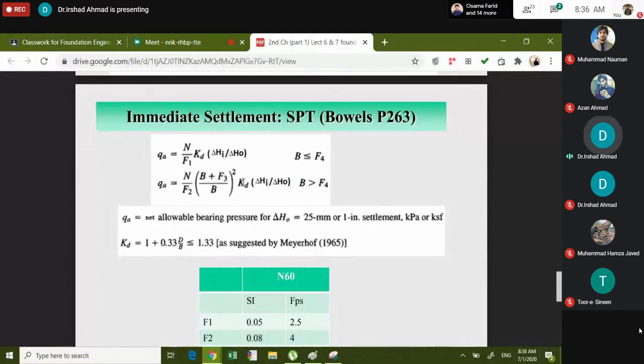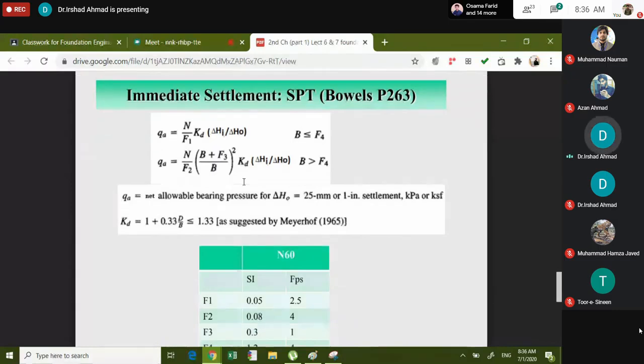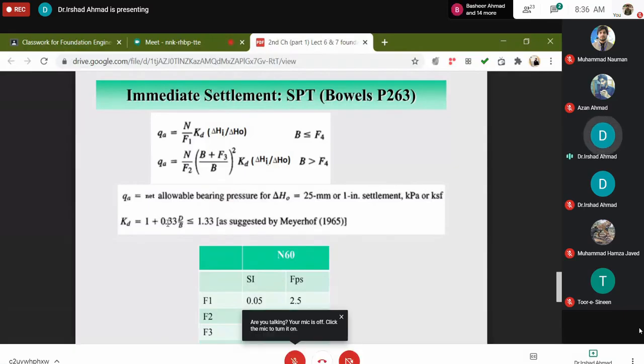KD is another factor which is equal to 1 plus 0.33 D by B, where D is the depth of footing. But remember that this value should never be greater than 1.33. It should always be less than or equal to 1.33. So these are the equations that you can use to find allowable bearing capacity for 25 mm or any other immediate settlement. Let's solve a problem on this.